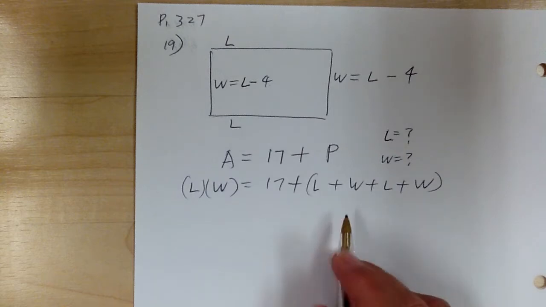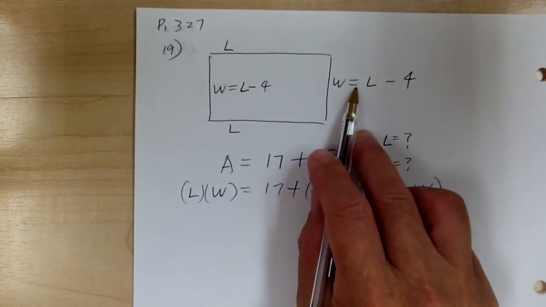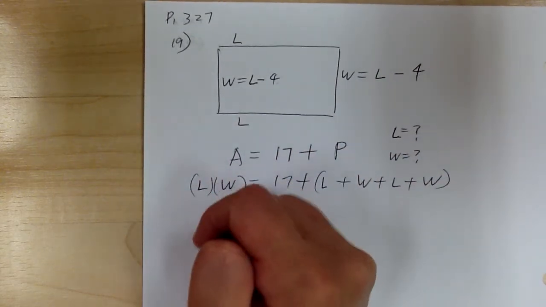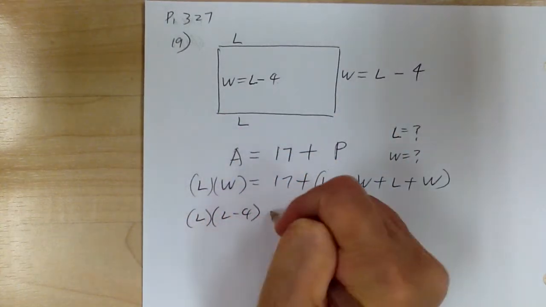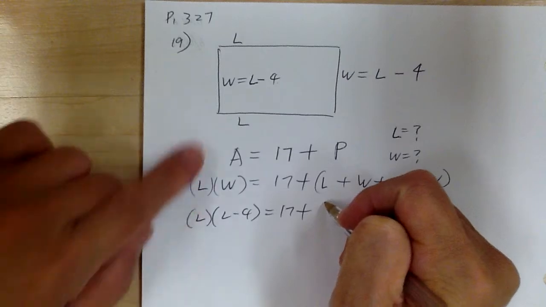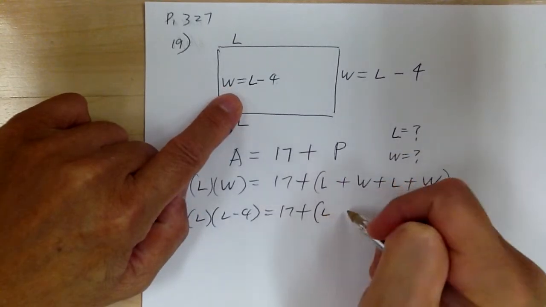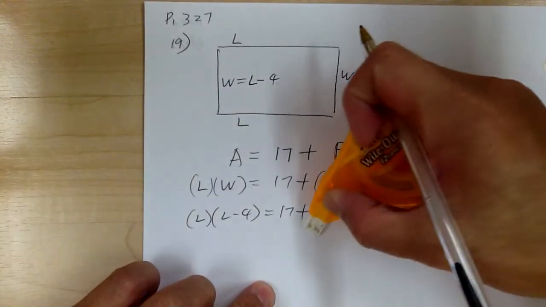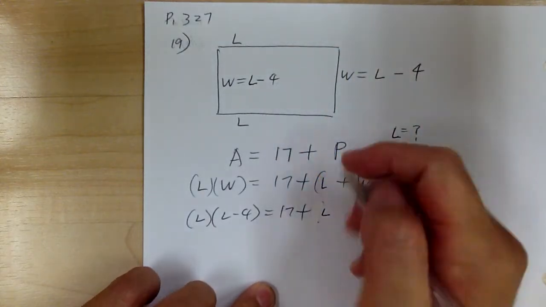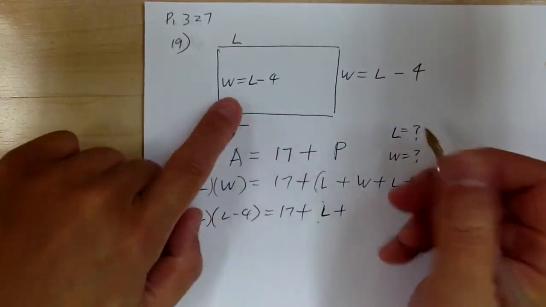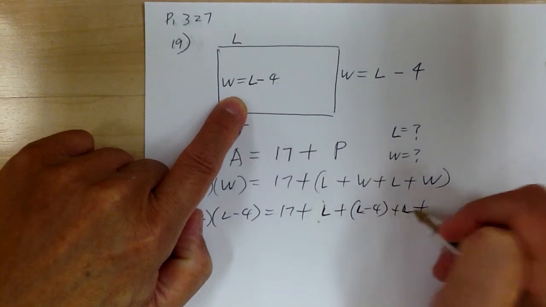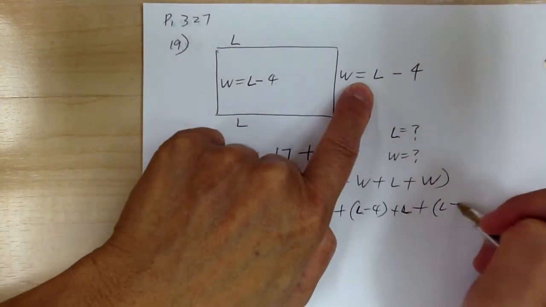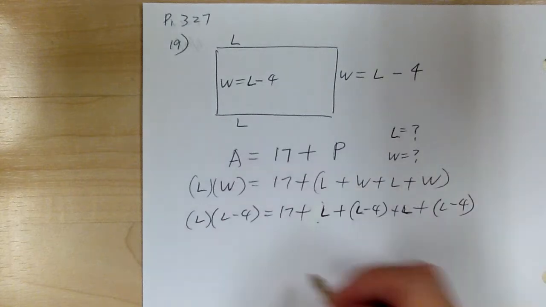So now let's go and substitute. Again, whenever you see equal, that's your clue. You need to substitute. So you're going to get L. Okay, W is L minus 4. So you're going to get L times W, which is L minus 4, equals L plus W, which is L minus 4, plus L plus, again, W is L minus 4. So that's going to work it out.